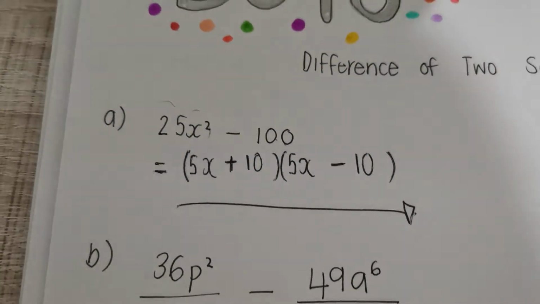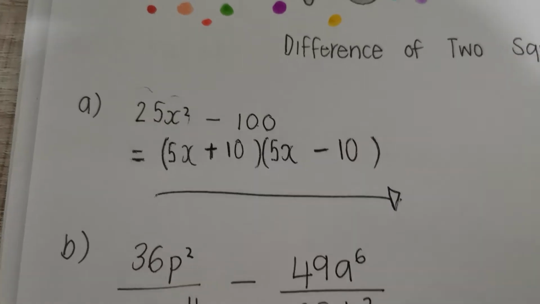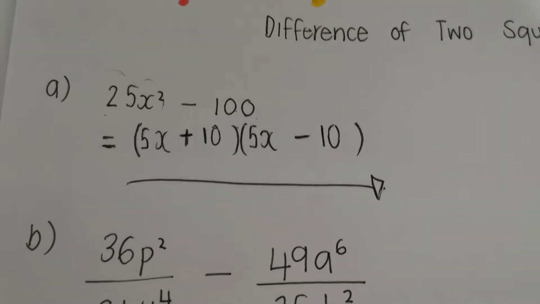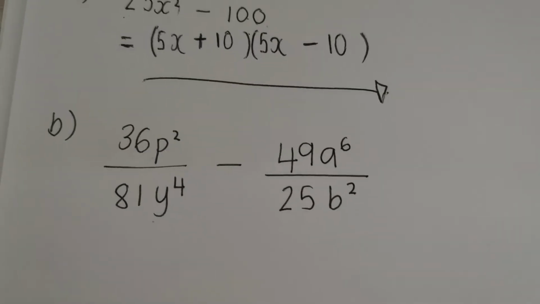Okay, I did this example just to show you guys exactly what we need to do. Usually if this was in a test, you'd first have to take out the 25 as a common factor. But I'm not doing that for now, okay? I'm just using this example to show you. I made it a little more complicated.